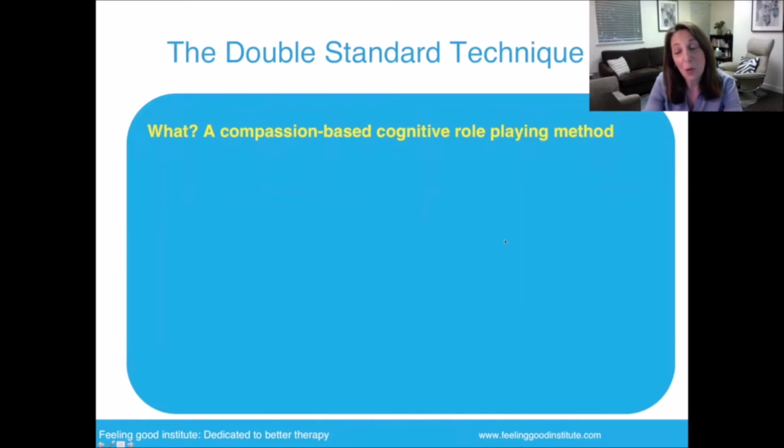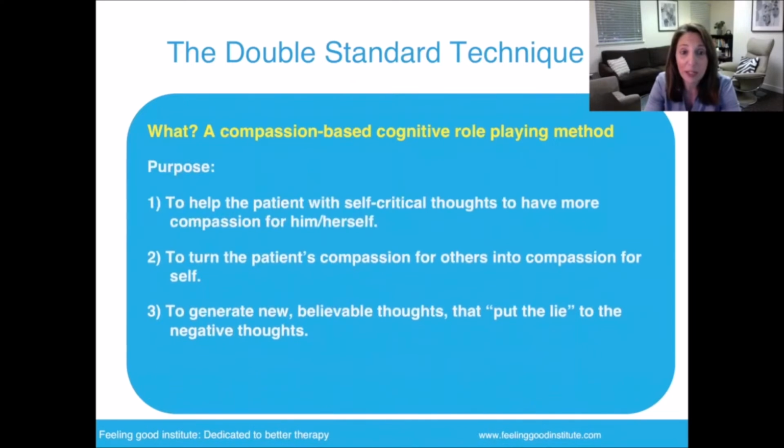So let's talk about one cognitive therapy technique that I'd like to teach you today. It's called the double standard technique, and you'll soon see why it's called that. What is the double standard technique? Well, it's a compassion-based cognitive role-playing technique.